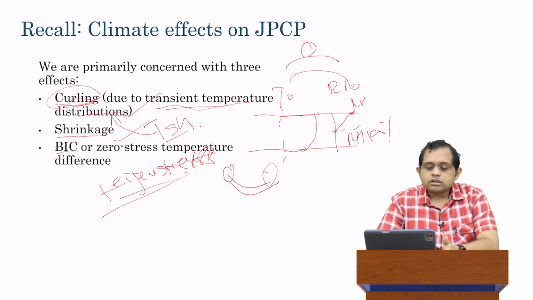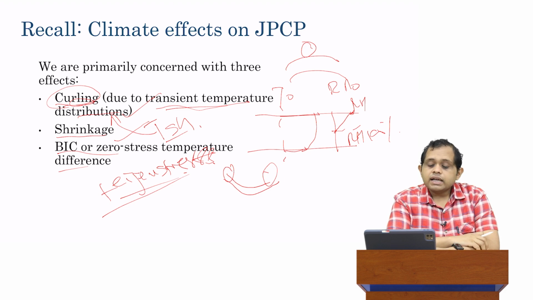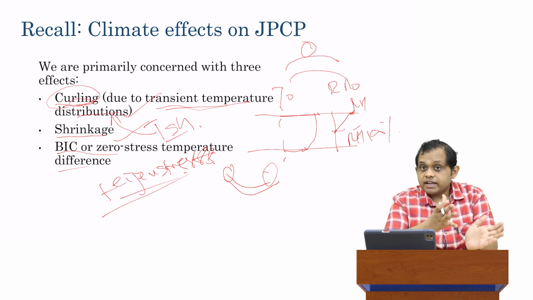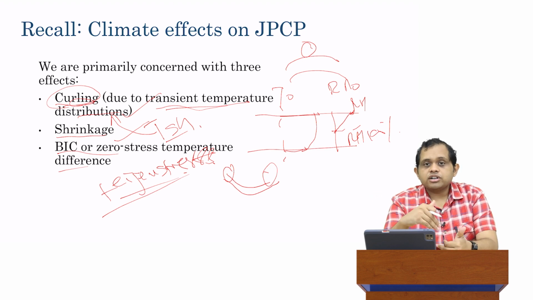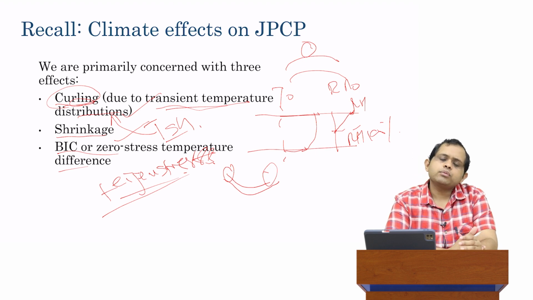The third and last climate effect that we consider is built-in curling, and in India we sometimes also call this zero stress temperature difference. So what happens is that initially when the concrete is laid, it's still in plastic condition. Now when it's in plastic condition and it is laid outside, so it is outdoors, exposed to the environment, and therefore even this concrete in plastic condition is going to have some type of nonlinear temperature distribution inside of it. For the same physics that leads to the generation of nonlinear temperature distribution in elastic slabs, the plastic concrete will also have such temperature distribution developing in it. But because it's plastic, this nonlinear temperature distribution is not going to generate any additional stresses.